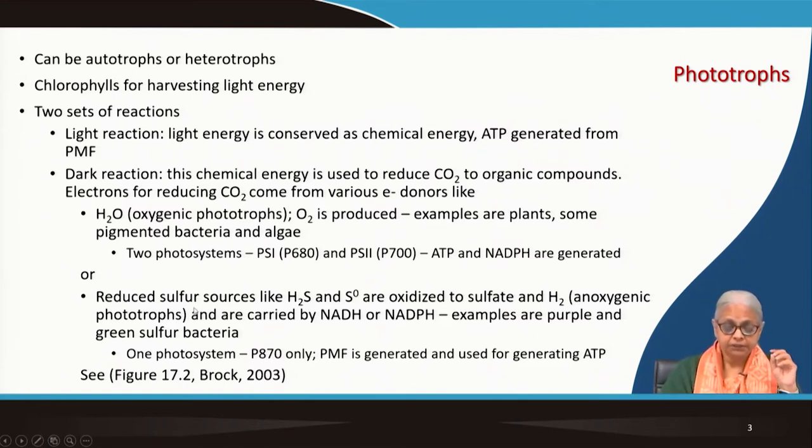We also have another way of photosynthesis, and that is called anoxygenic photosynthesis, or the species that are responsible for this reaction are called anoxygenic phototrophs. So they are capable of using reduced forms of sulfur like hydrogen sulfide and elemental sulfur and oxidizing them to sulfate and hydrogen. Now here the reducing power is carried by NADH or NADPH, and the examples of these bacteria are purple and green sulfur bacteria. Only one photosystem is used, and that is called P870.